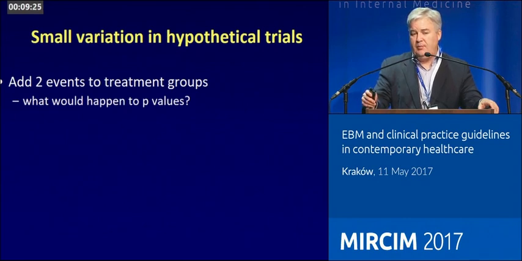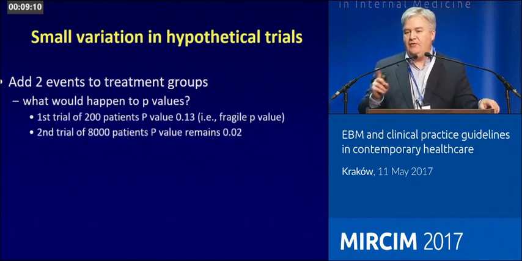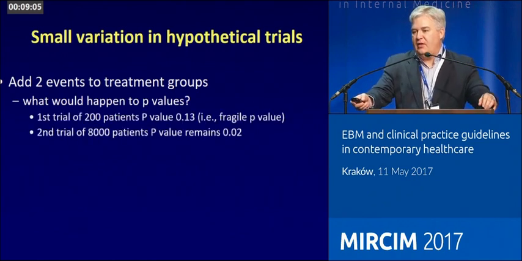Do people think it would have gone above 0.05? Show of hands, who thinks it would have gone above 0.05? Okay, who thinks it wouldn't have gone above 0.05? Okay, so most of you still think it won't go above 0.05. Okay, it will. So if in fact we made it 3 versus 9 events, the p-value would be 0.13.